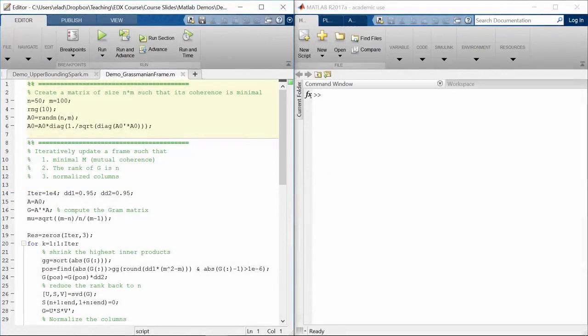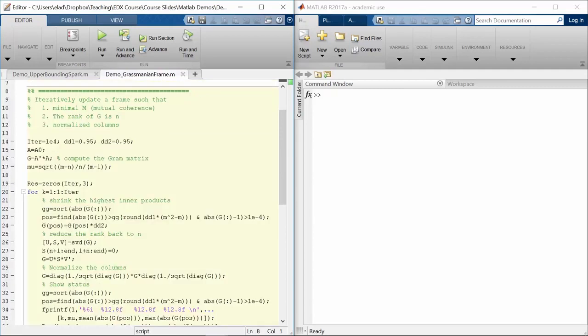In this demo, we show how to synthesize a Grassmannian matrix of minimal coherence following Trop's algorithm. We aim to create a matrix of size 50 rows by 100 columns with the lowest possible coherence. We start by synthesizing a random such matrix and normalizing its columns. This is our initial matrix A.